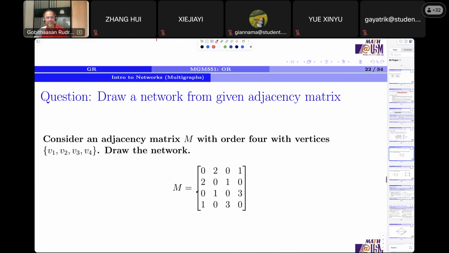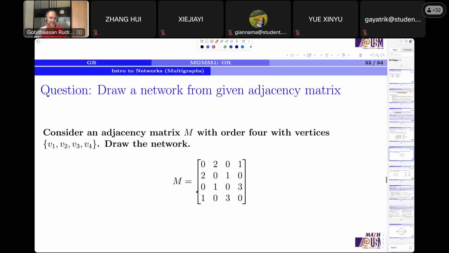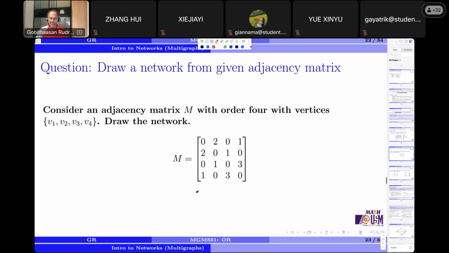So, draw a network from a given adjacency matrix. You can try, right? First, denote, I've given you a notation here. V1, V2, V3, V4 represent the vertices. Of course, the row is the same thing. Okay, there are 4. You can start drawing V1, V2, V3, V4.